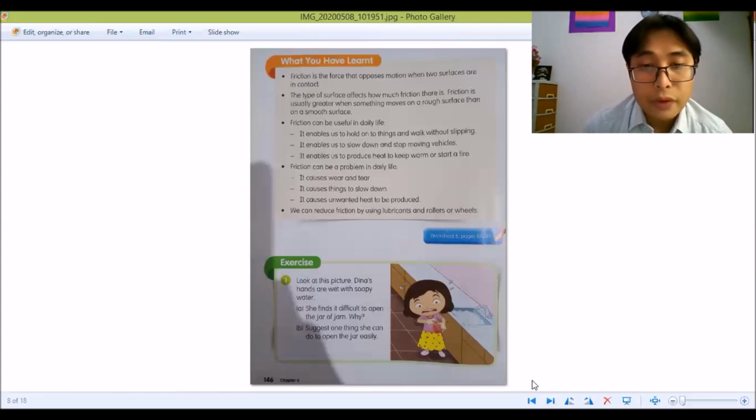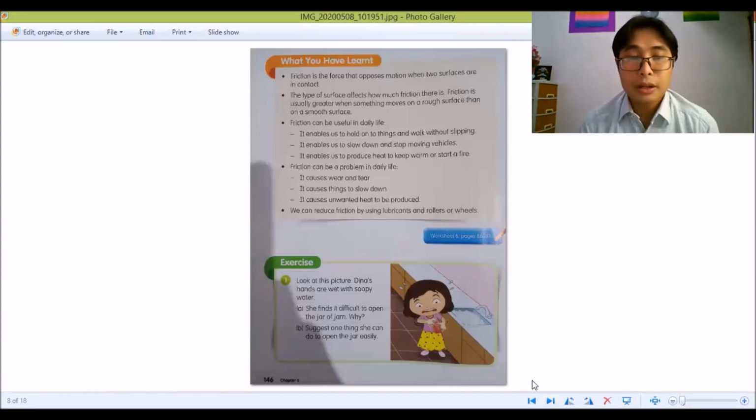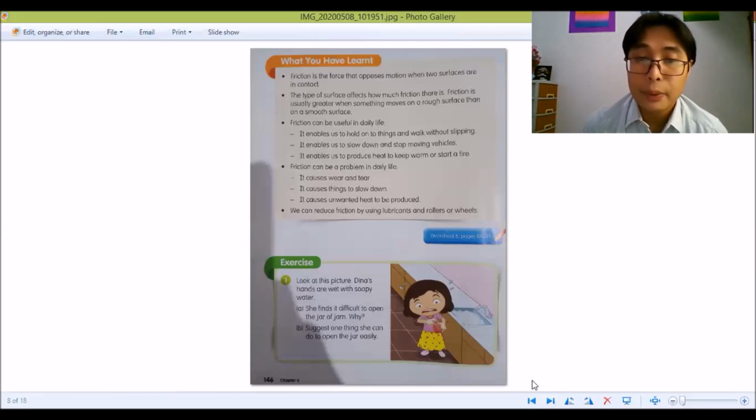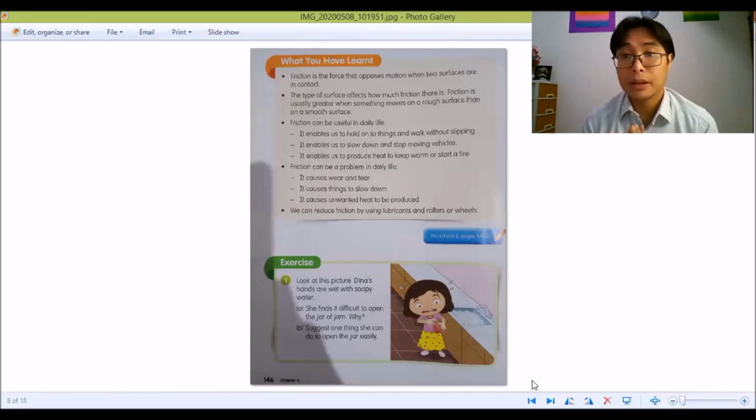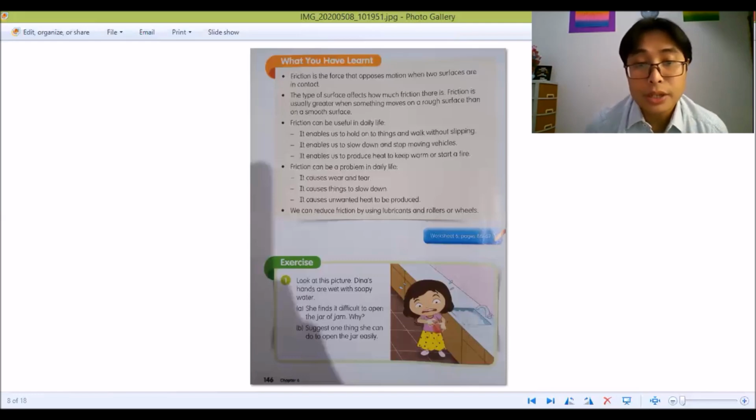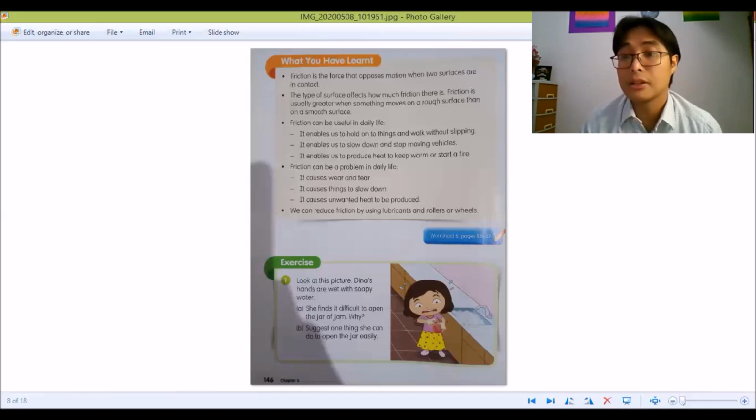So letter A, she finds it difficult to open the jar of jam. Why? Because her hands are wet and it has soap also. That's why it becomes slippery and there is less friction on that. So suggest one thing she can do to open the jar easily. First, she needs to dry her hands so that she can grip it properly and friction will help her to open the jar.